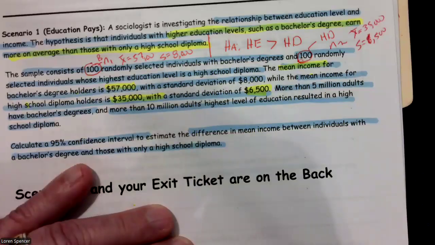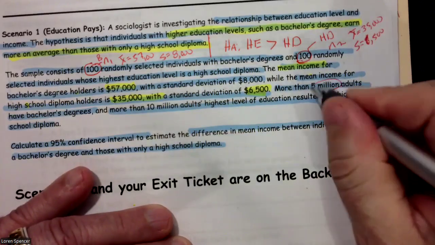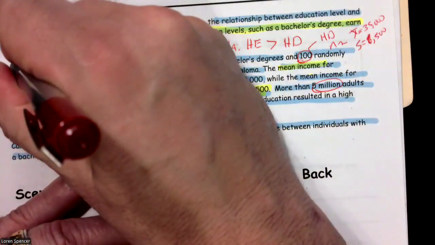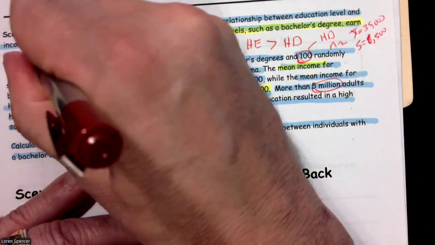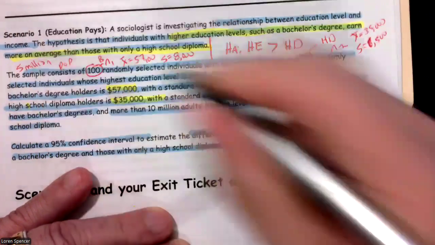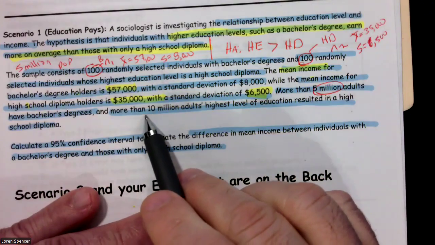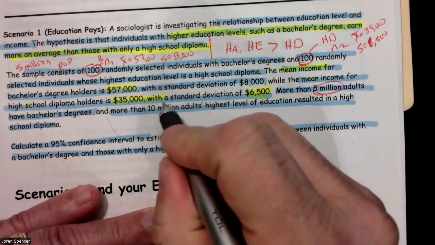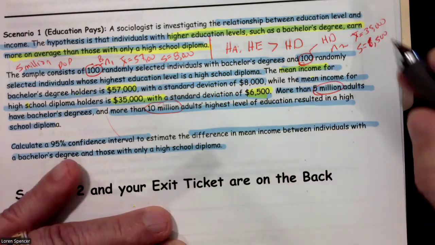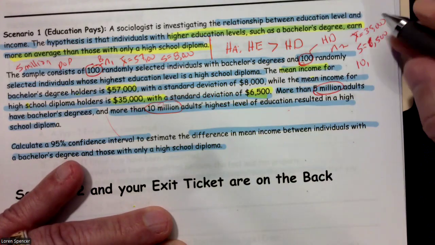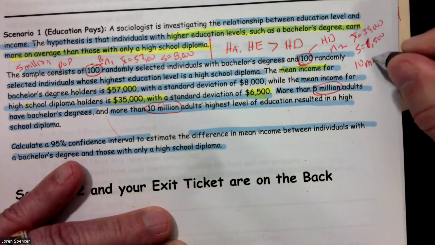More than 5 million adults have a bachelor's degree. Oh, this is our population. So 5 million. That's our pop. And more than 10 million adults, the highest they have is a high school diploma.